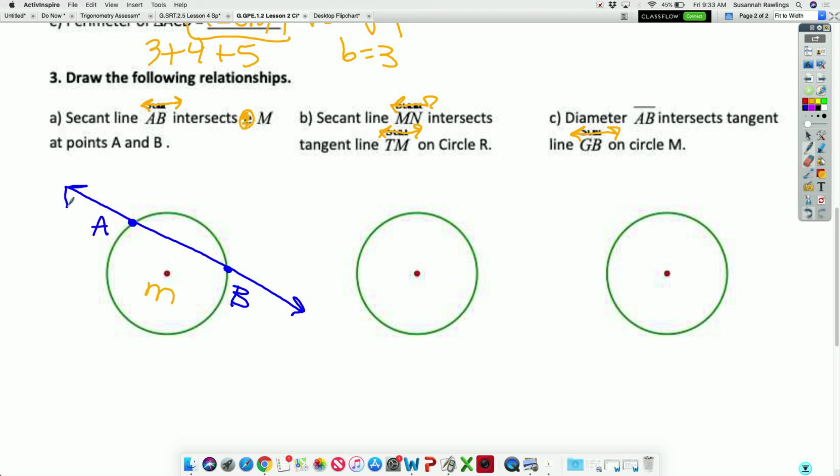Okay, our next one. It says we're on circle R, so where do I put R? In the center. We have 2 lines intersecting here, a secant line and a tangent line. If you notice, what point do they share? M. So that's going to be where those 2 lines intersect. Let's go ahead and just start with our secant line. So MN. I'm going to draw it exactly like I did my last one. So I'm going to do M and N. This is our secant, so it's going to cross through, and it is a line.